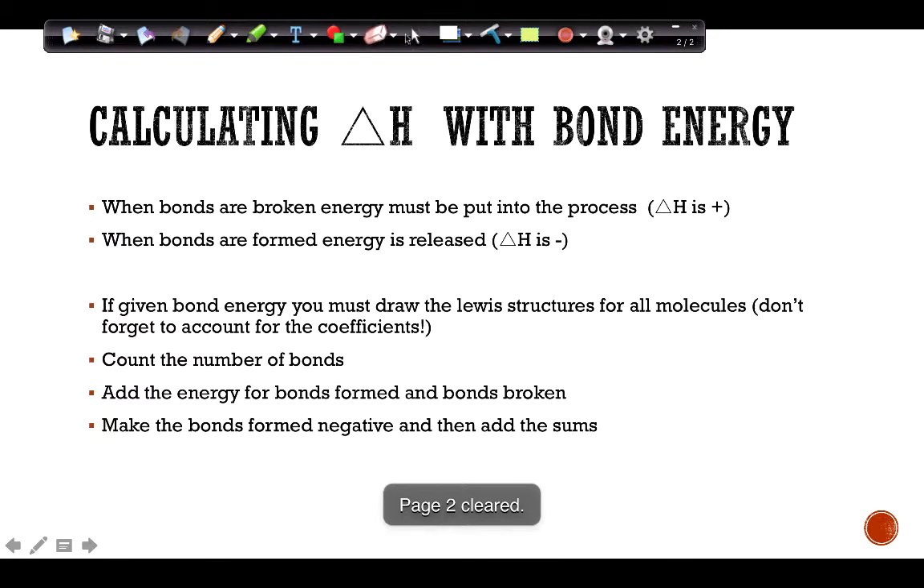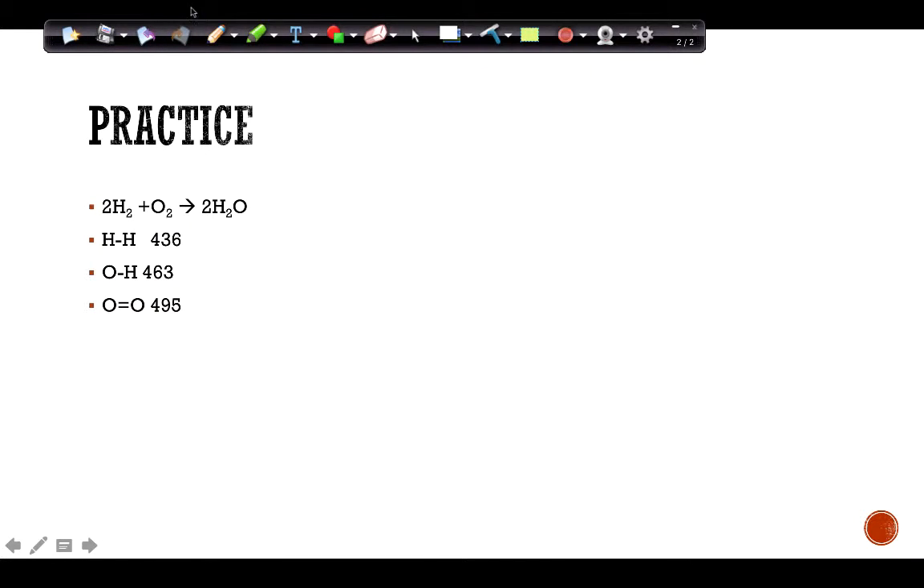All right, so let's look at a problem. We have a reaction. We're given bond energy for 3 bonds. So the first thing we're going to do, we're going to draw out these Lewis structures. Okay, so 2 H2s. I have this. And then I also have O2, which is this. Make sure you're drawing the Lewis structures correctly because they could give you the single bond between the 2 O's, and that would not be correct. And then H2O would be this.